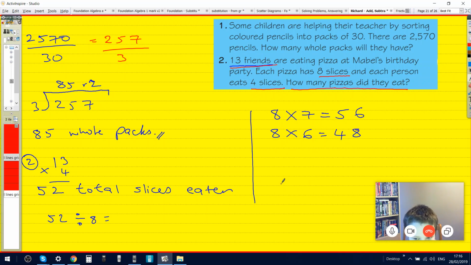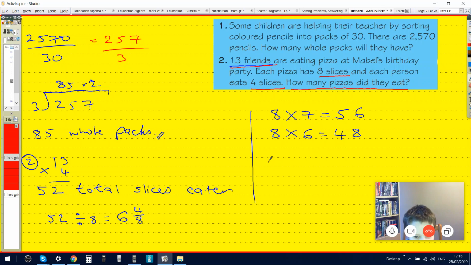So 8 goes into 52 6 times with 4 left over. So the answer is 6 remainder 4. And you know the way the fraction was 8, we were dividing by 8? So the remainder 4 would be 4 out of 8. So 6 and 4/8 of a pizza.